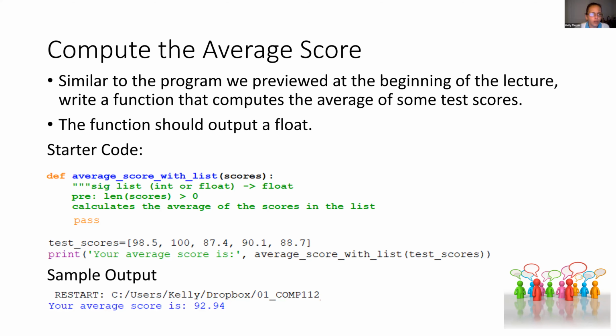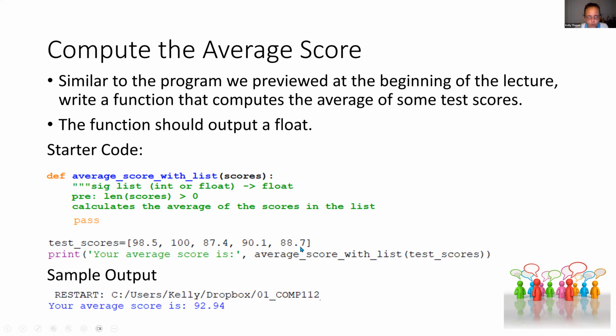Let's talk about computing the average score. Similar to the program we previewed at the beginning of our lecture in this series, we could write a function that computes the average of some test scores. The function should output a float. Here's some starter code for you, average score with lists, and this should take in some scores. I'm giving you some hints here. Here's our signature. It's going to be a list of ints or floats, and it should give out a float. The precondition is that the length of the scores should be greater than 0. It will calculate the average of the scores in the list.